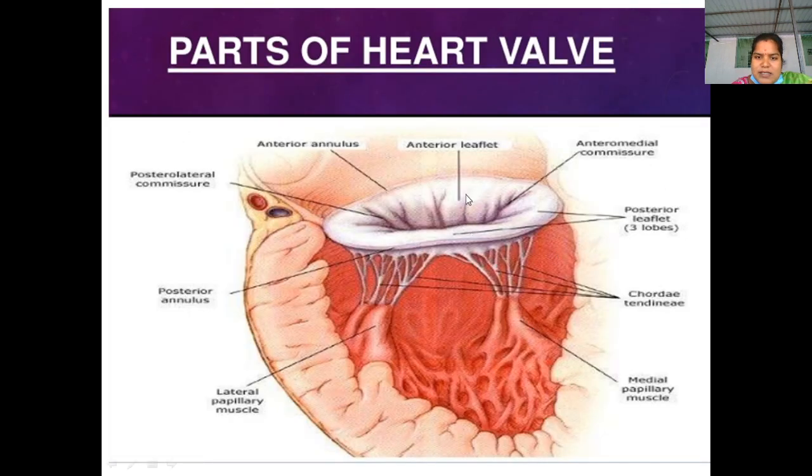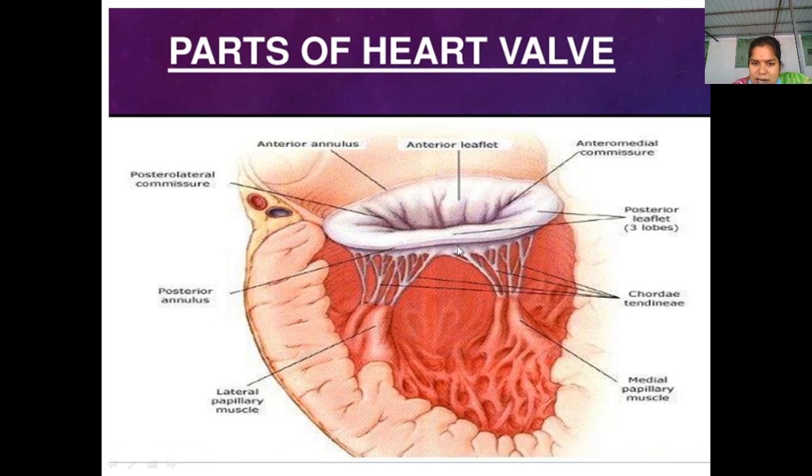What are the parts you'll see? This is an inner part. This is an anterior leaflet. This round part is called the annulus: this is the anterior annulus and this is the posterior annulus. One more thing we have is the lateral papillary muscles, which help us to close and open. These papillary muscles and these string-like structures are called chordae tendineae.